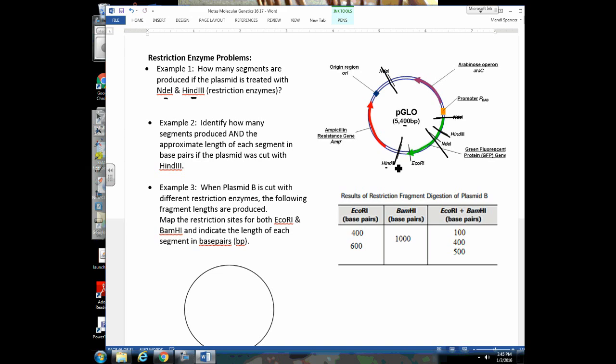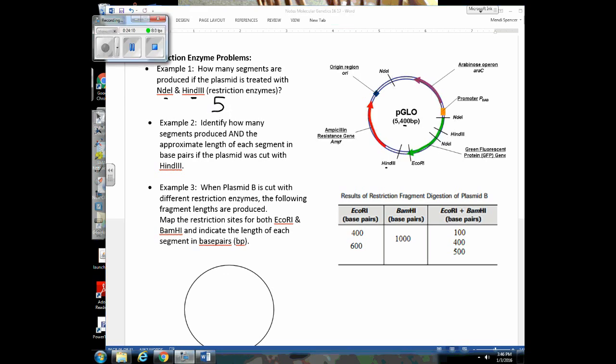So now we have to count up how many pieces of DNA we would have floating around after we treat this plasmid with restriction enzymes. Well, here's one piece right here. So here's one piece, here's another piece, 2 pieces, 3, 4, and all that would be 5. So your answer would be 5. Now I race to answer the next question because it's about that same plasmid.